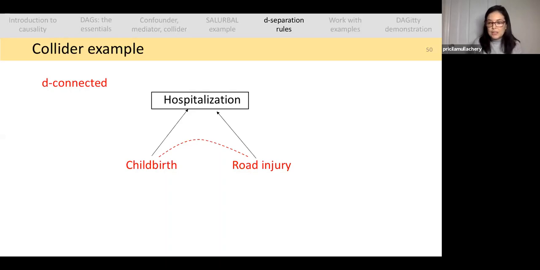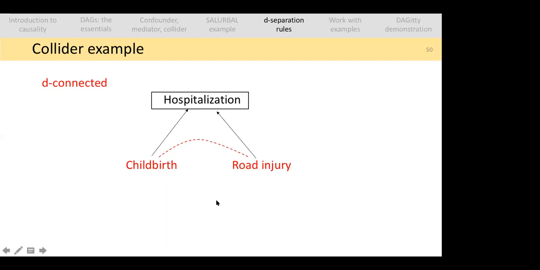Do you have questions about the rules or the example of a collider? And then we'll go over some examples of how to apply the rules. Could you just explain again how being pregnant would be a positive effect on road injury?